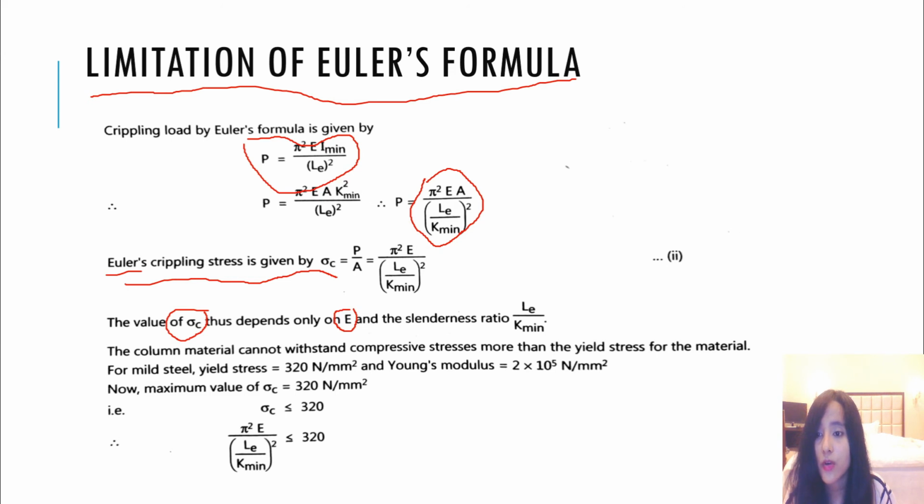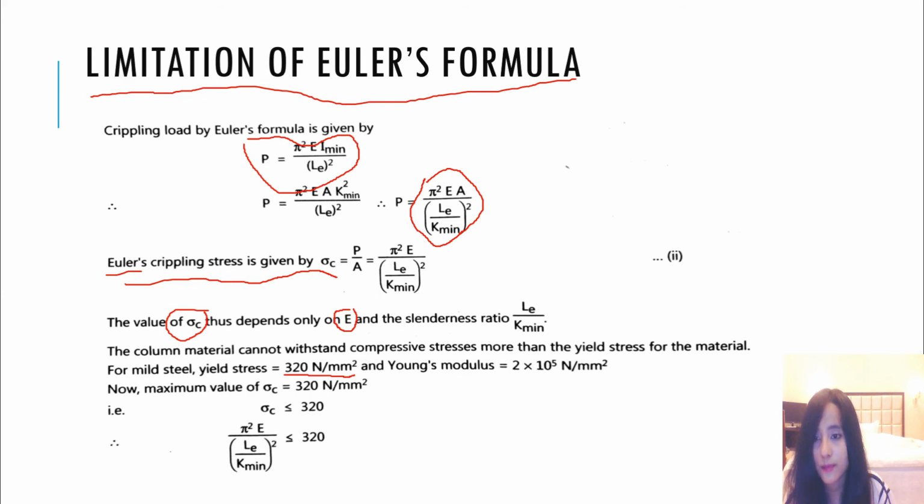Okay, so the column material cannot withstand compressive stress more than the yield stress for the material. For mild steel, mild steel के लिए yield stress capacity जो mild steel लेते उसका yield stress is equal to 320 Newton per mm square.